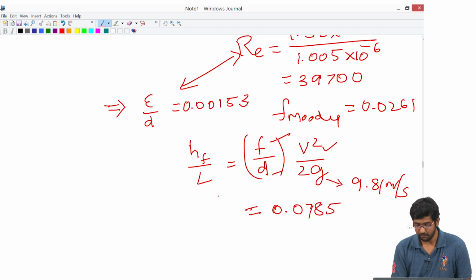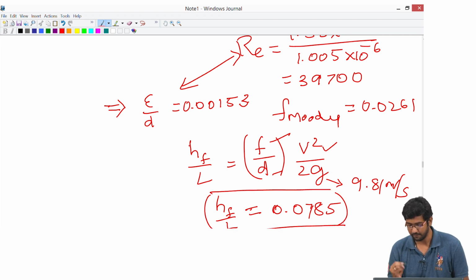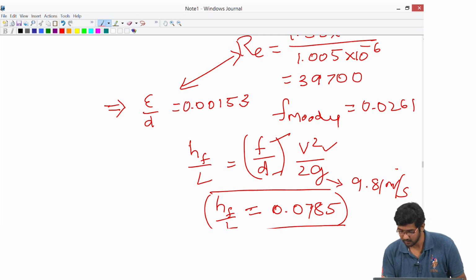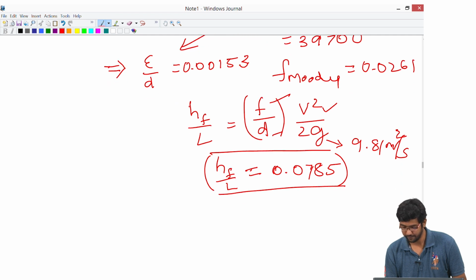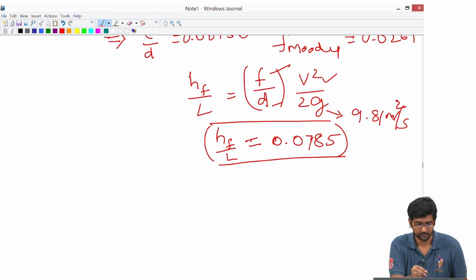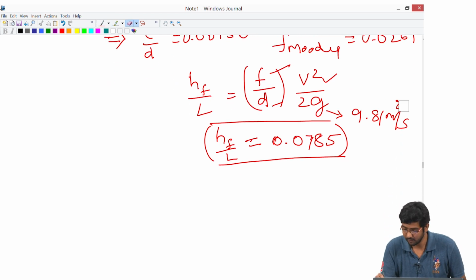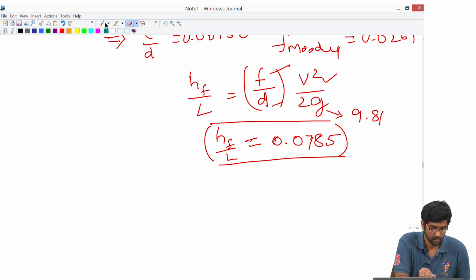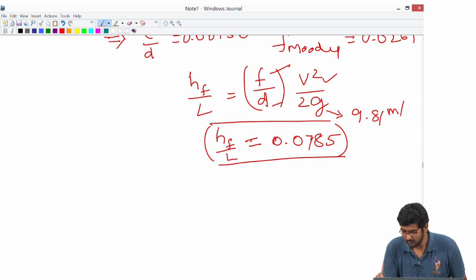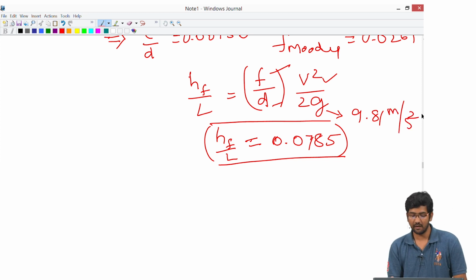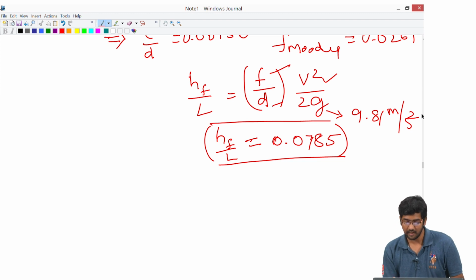So, for the circular pipe, the head loss is 0.0785. Sorry, the units are meter per second square. So, therefore, we have calculated the head loss in a circular pipe.